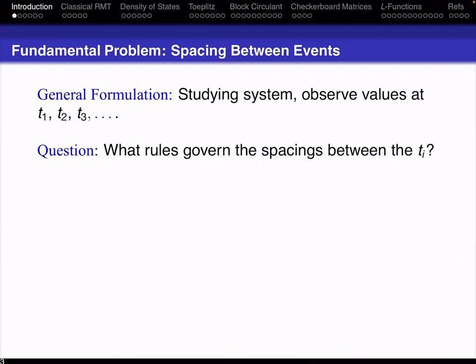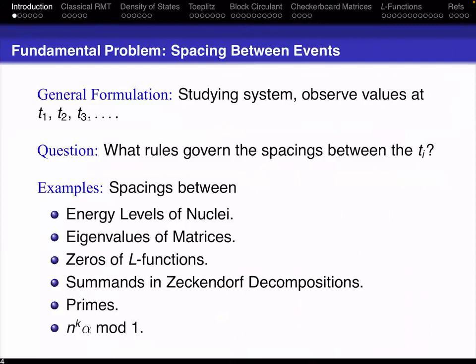So the general problem is we have some system and we observe values at T1, T2, T3, and so on, and we want to figure out what rules govern the Ti. As a mathematician, I'll list a bunch of mathematical ones: energy levels of heavy nuclei, eigenvalues of matrices, zeros of L-functions, and so on. But you could look at a lot of other things. You could imagine that these are waiting times. Who might be concerned with the distribution of wait times? Chick-fil-A, restaurants in general. Who else? Okay, any business, then anything you tell me should work.